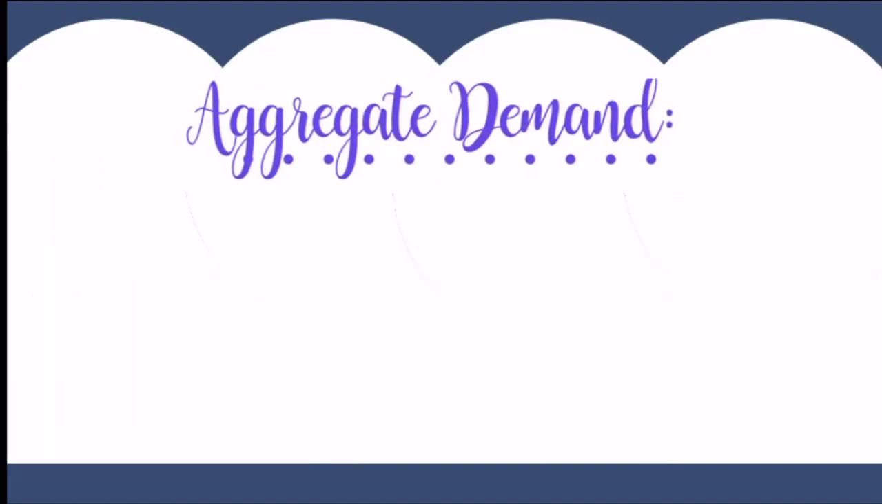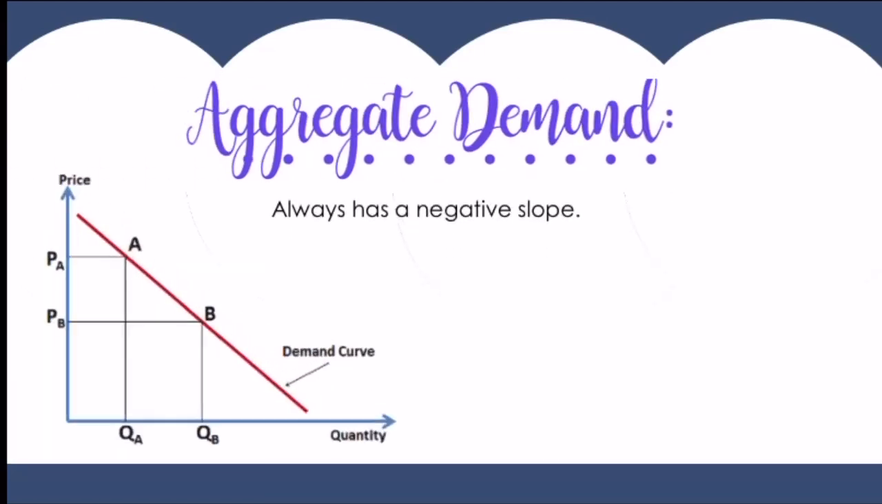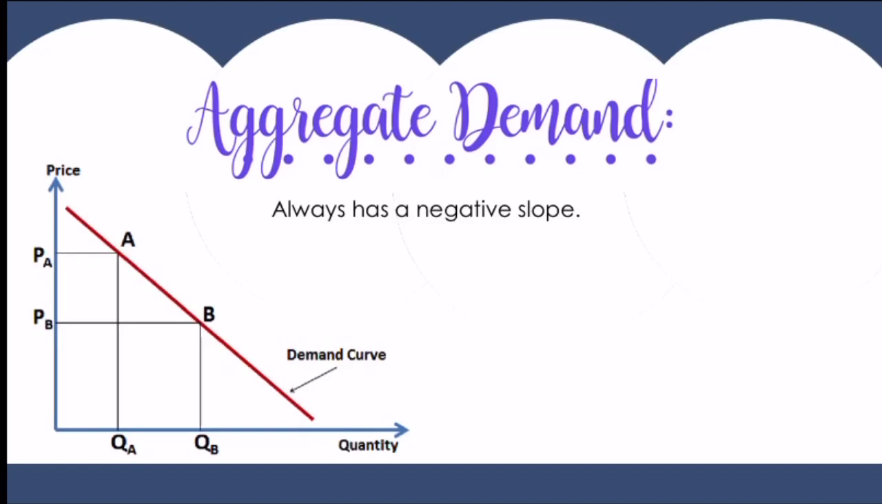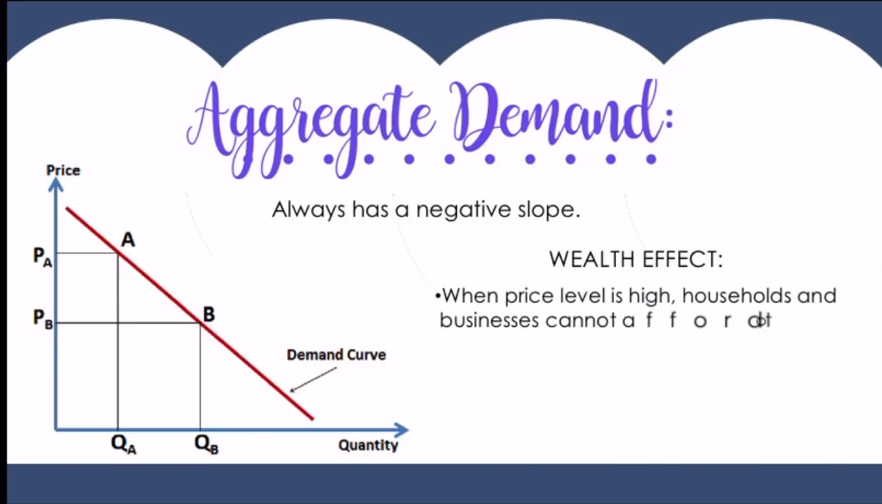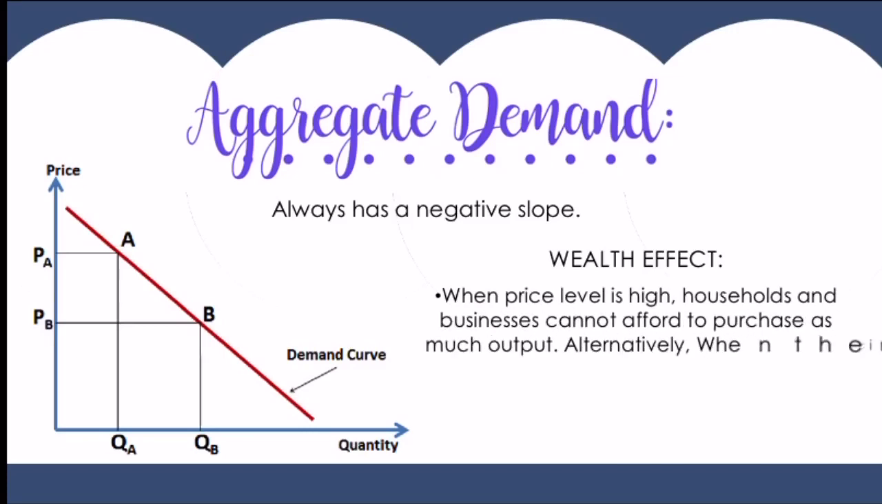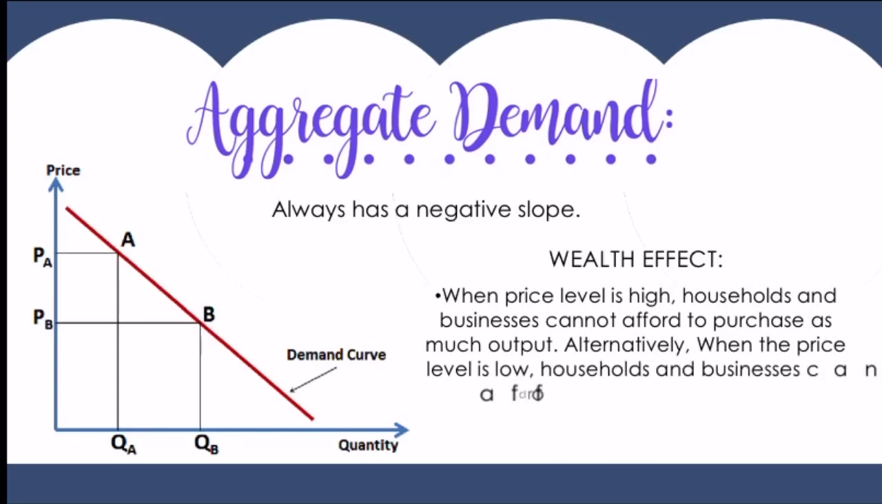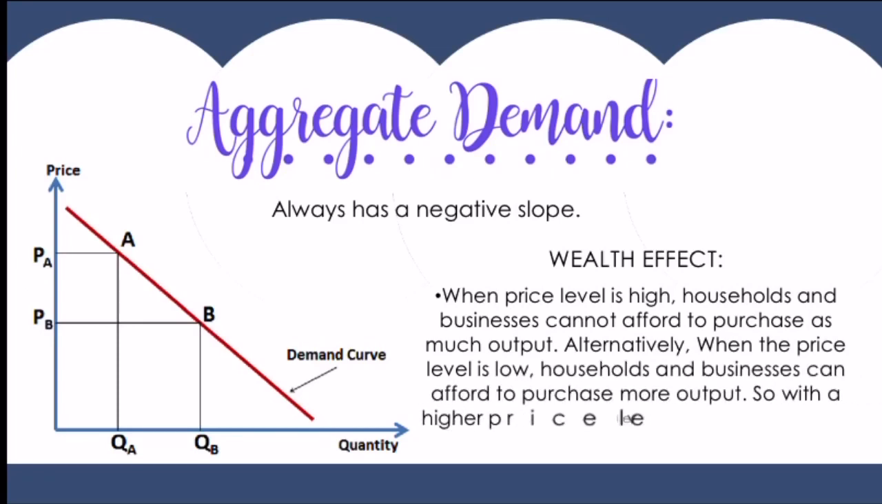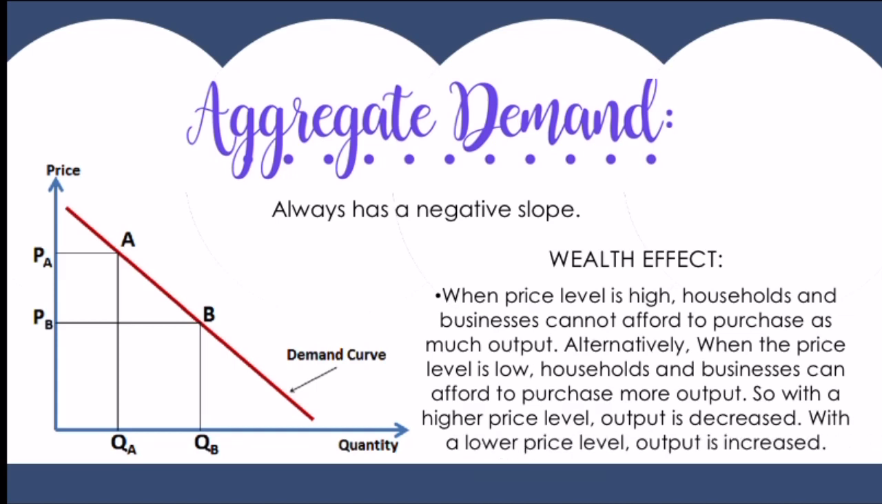The AD curve always has a negative slope on a graph, and there are three reasons for that. One is the wealth effect. When the price level is high, households and businesses cannot afford to purchase as much output. When the price level is low, households and businesses can afford to purchase more output. So with a higher price level, output is decreased. With the lower price level, output is increased. This is all reflected by a downward slope of aggregate demand.